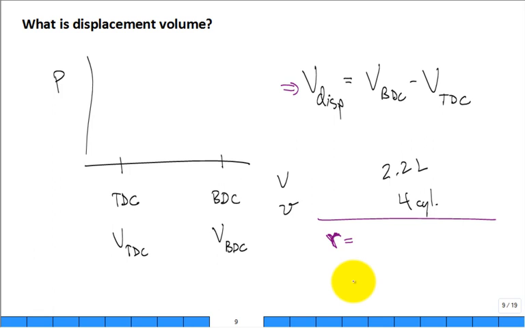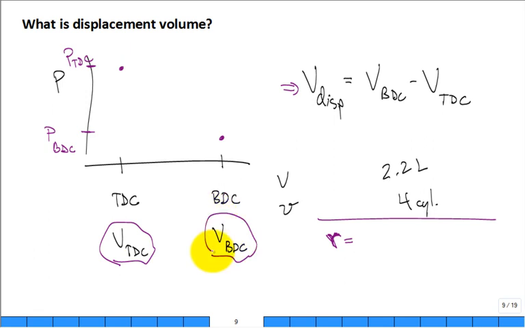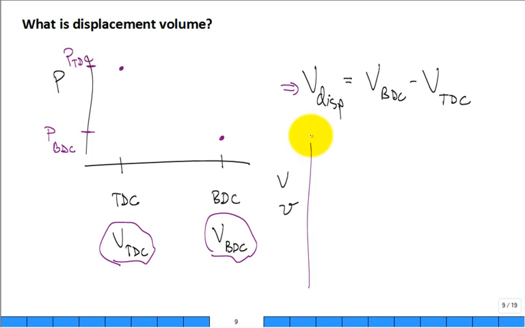Okay, let me do this. I'm going to put out 4 choices, and I'm going to pause. I'm going to walk around, and we'll see what you say. We can talk about the pressure at bottom dead center and the pressure at top dead center, and we can also talk about the volume at top dead and the volume at bottom dead. Here are 4 choices.